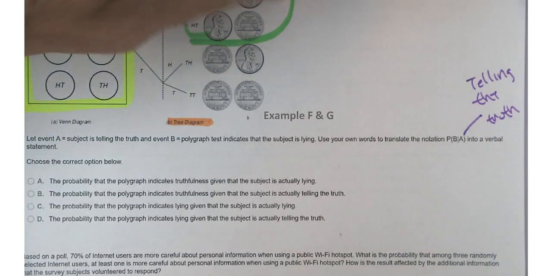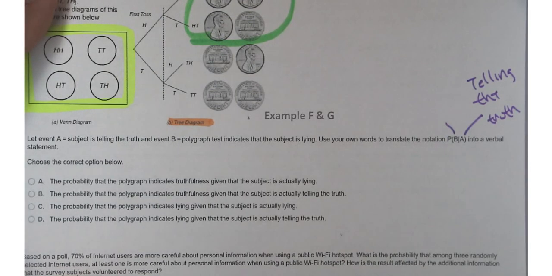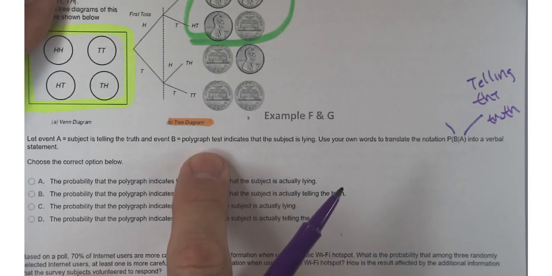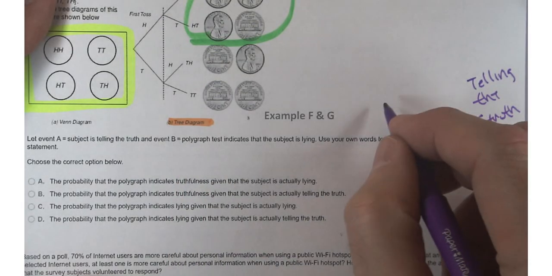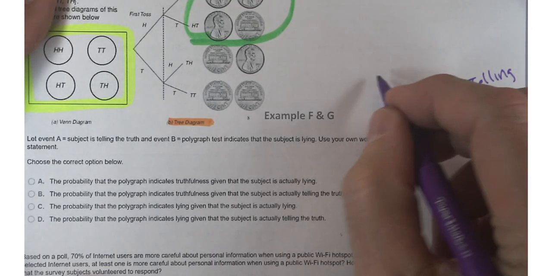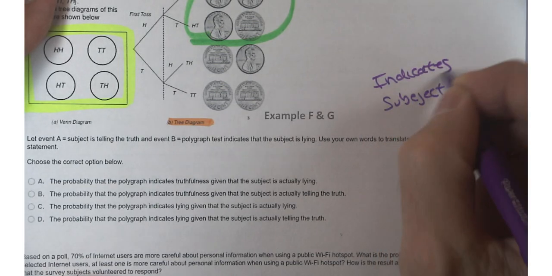So one way to work on these for yourself is to just write down a brief summary of what each of these things are. A is the event that the subject is telling the truth, and B is the event that the polygraph indicates the subject is lying.